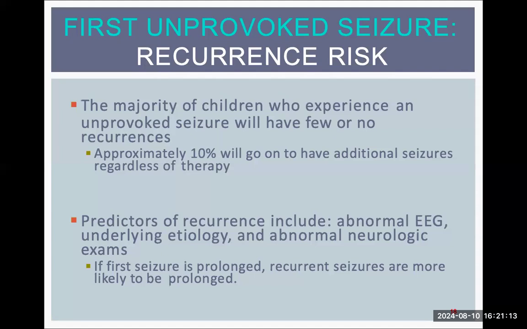One of the common questions that we will be asked by the parents is, what is the recurrence risk? The majority of children who experience an unprovoked seizure will have few or no recurrences. Around 10% will go on to have another seizure. The predictors for us to consider for recurrence are an abnormal EEG, an underlying etiology, or an abnormal neurological exam. For example, if the first seizure was prolonged, recurrence is more likely. If the patient came with status, then it is more likely that this patient will have another seizure.